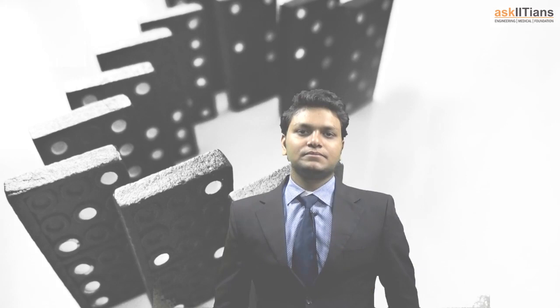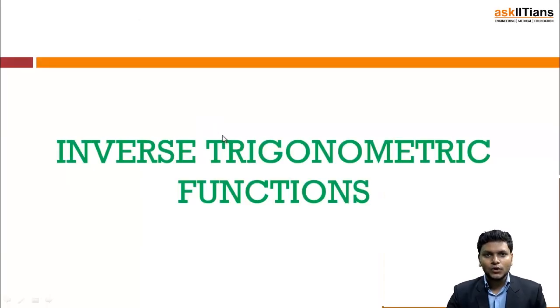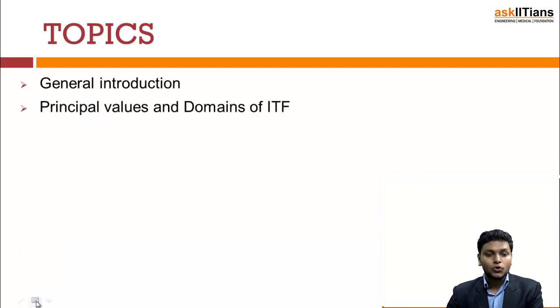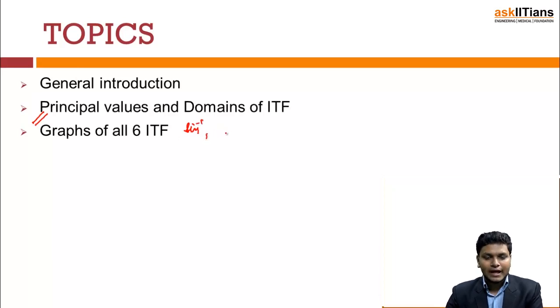So let's start. The name of the chapter that we are going to read is inverse trigonometric functions. Let's see what we are going to do in this chapter. First of all, we'll start off with the general introduction of the topic, and once we are done with that, we'll go to the principal values and domains of the inverse trigonometric functions, in which we'll learn how to define a function, and how we write out its domain and its range. Moving further, we'll have the graph of all the 6 basic inverse trigonometric functions. That will include sine inverse, cos inverse, tan inverse, cot inverse, and so on.